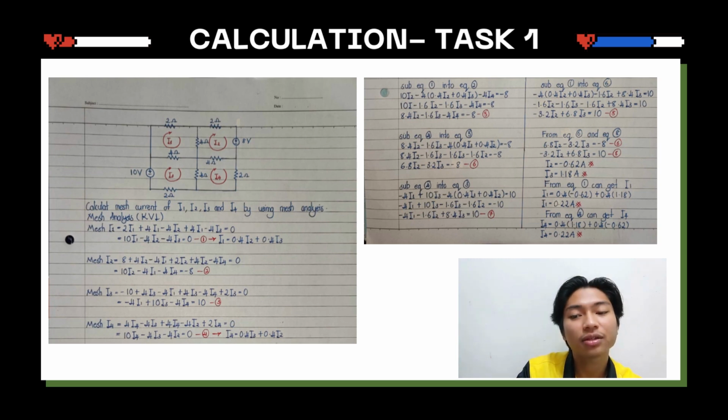Right here I use the calculator and get I2 equal to negative 0.62 ampere, I3 equal to 1.18 ampere. And from there we can just substitute the values to find I1 and I4. Finally I get I1 is 0.22 ampere, and I4 is also 0.22 ampere.